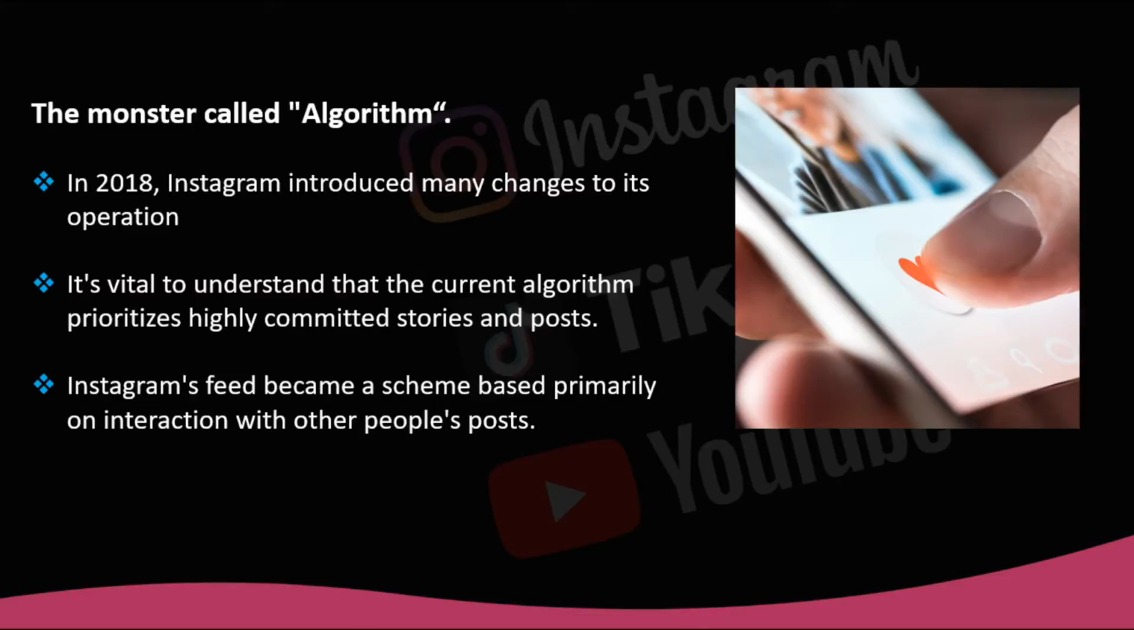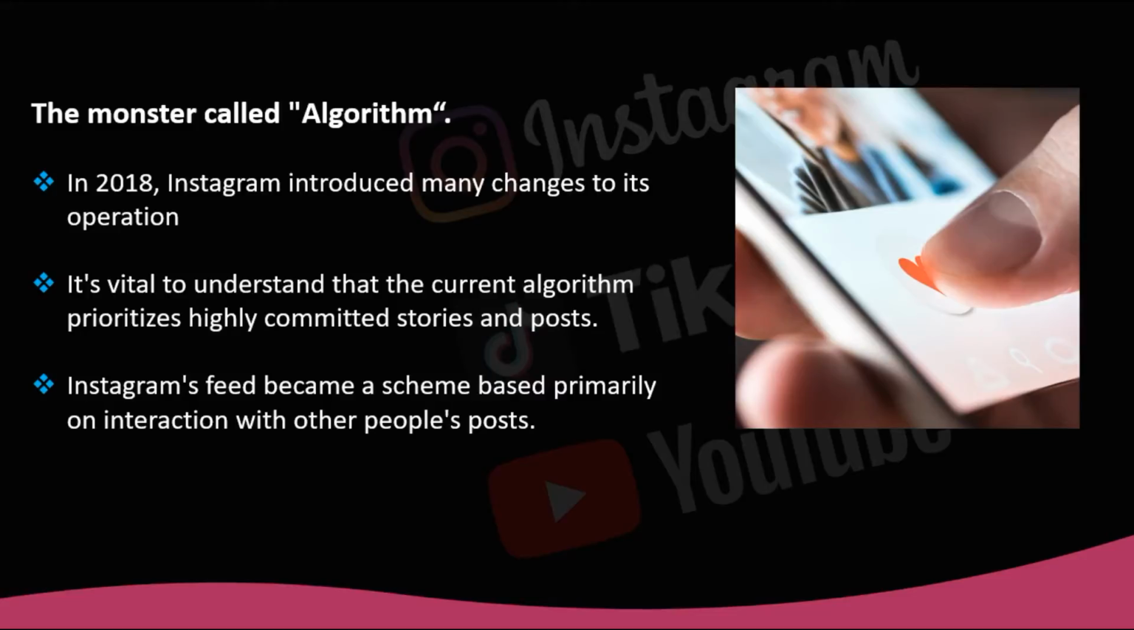From the very first transition of the timeline format, Instagram's feed became a scheme based primarily on interaction with other people's posts. This algorithm includes the number of likes, comments, video views, saves, forwarding, direct messaging, and any other interactions the post receives. When a post gets a lot of likes and comments, the algorithm reads it as a high-quality post, with engaging content, and it's likely that more people will be interested in seeing it.